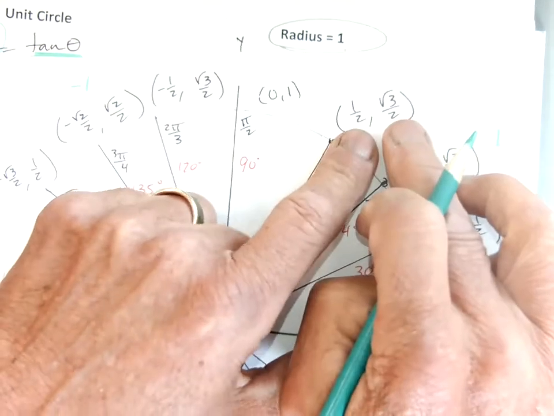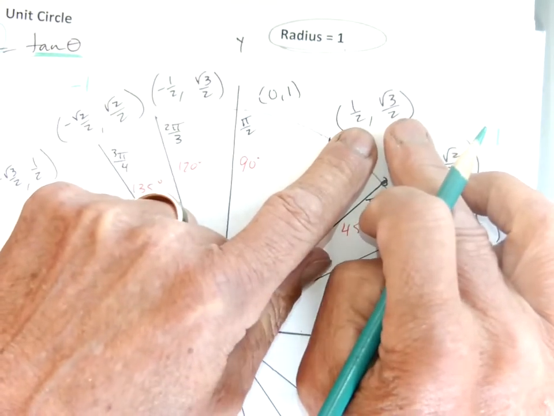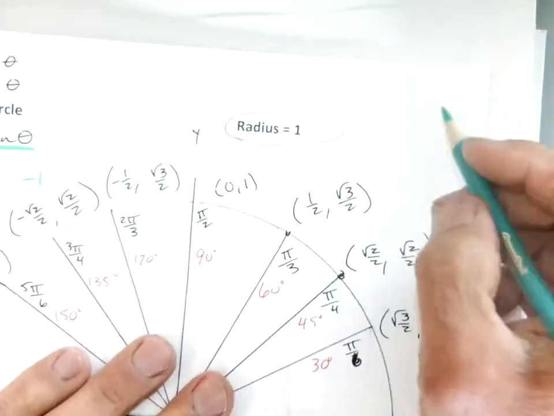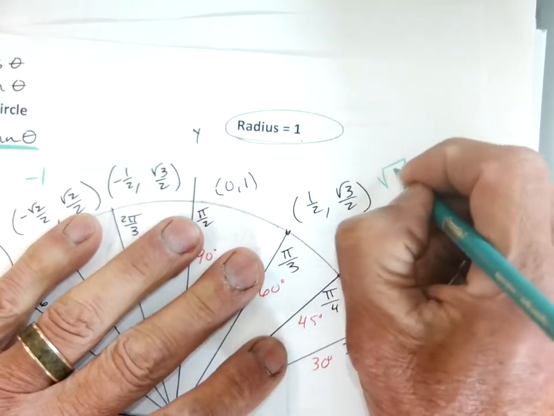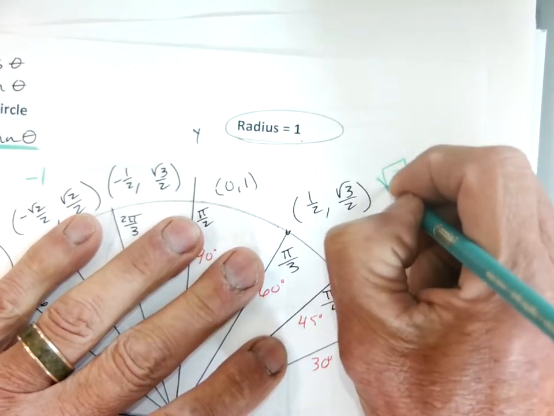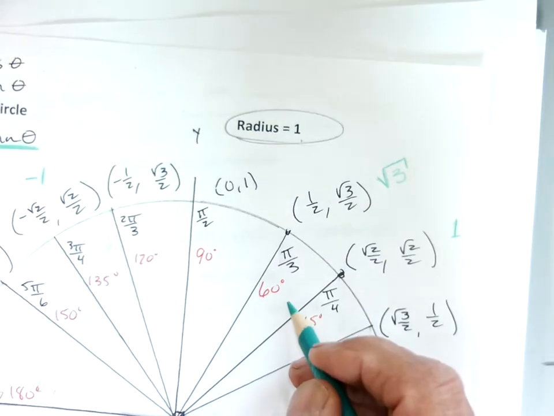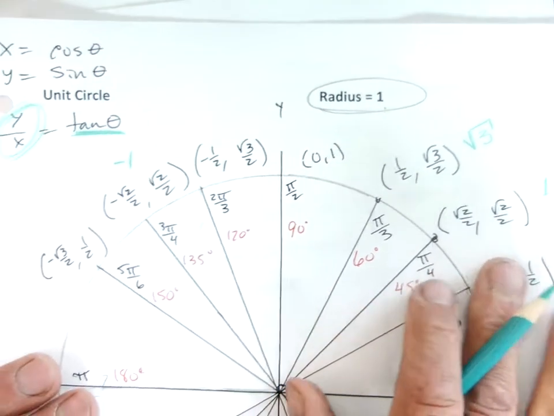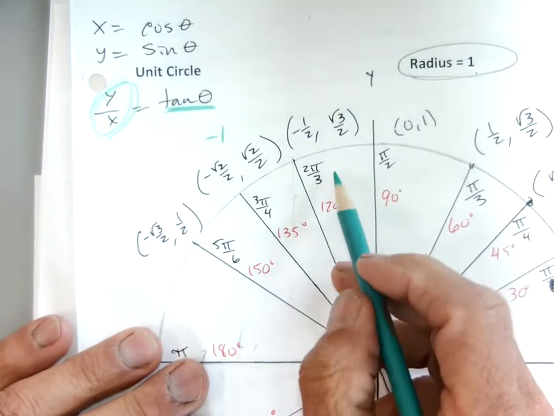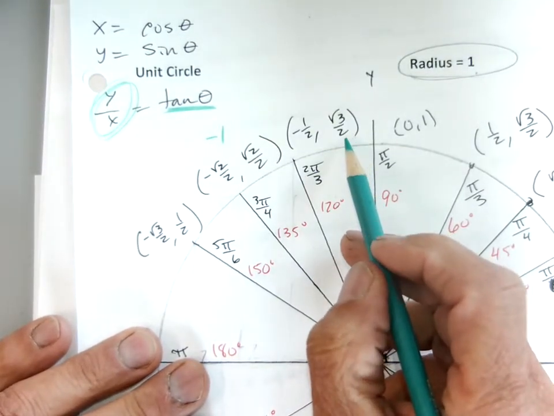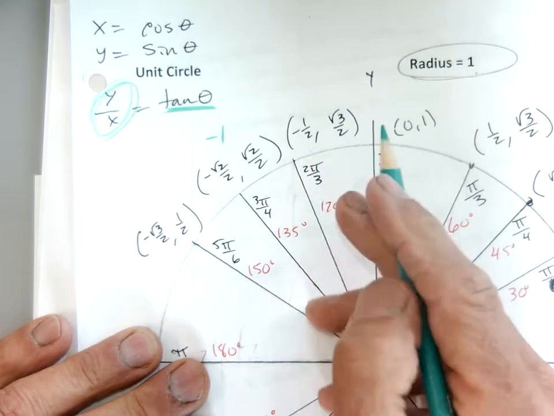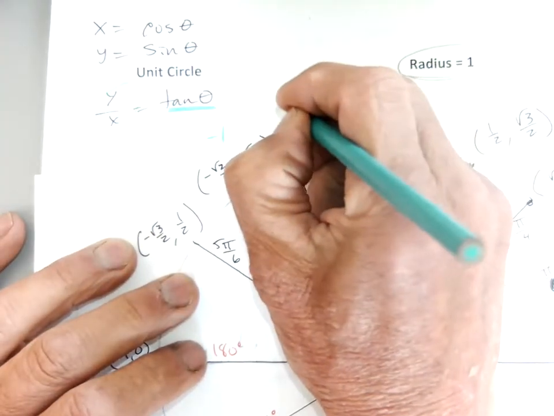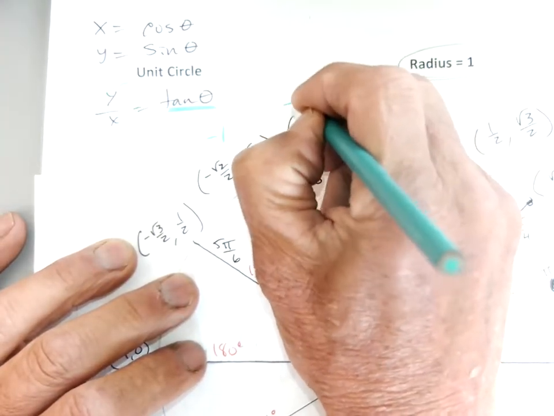Square root of 3 over 2 divided by 1/2. If you invert and multiply, the 1/2s cancel, and you get just a square root of 3 as the tangent value of 60 degrees, okay? And then over here at 120 degrees, same thing. You got square root of 3 over 2 divided by -1/2 gives me a negative square root of 3. Okay, so I'm just going to put my tangent values. It just makes it easier for me.